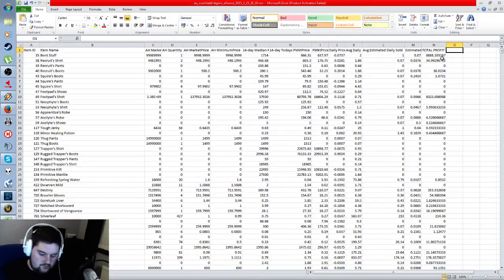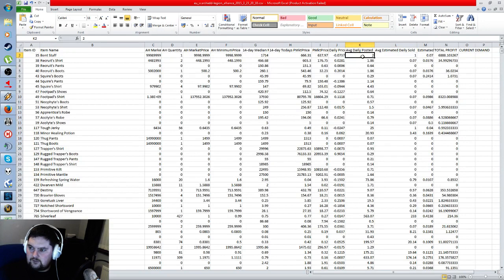The next thing you want is the current demand. So you've got your estimated demand here, which is basically the estimated daily sold divided by the average posted. Right, so if you do that, you can see that your estimated demand is this divided by that, but I've changed that. I need to go back and fix that. I'll just leave this one out.